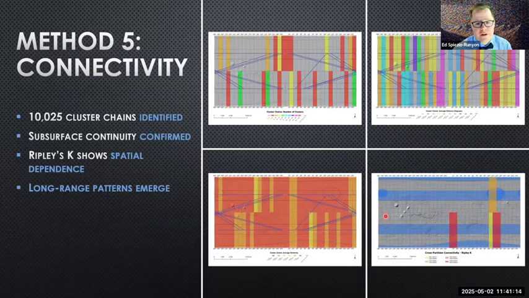The fifth method was connectivity. So I used Ripley's K to test for spatial dependence at various distances, ranging from 1 to 10 kilometers. I identified 10,025 cluster chains that crossed partition boundaries, which suggests regional scale continuity well beyond the identified zones. In fact, the chains that I found ran anywhere from crossing one set of boundaries with 2 points to more than 1,100 points crossing over 100 kilometers. The results showed statistically significant cluster chains well beyond local scales.